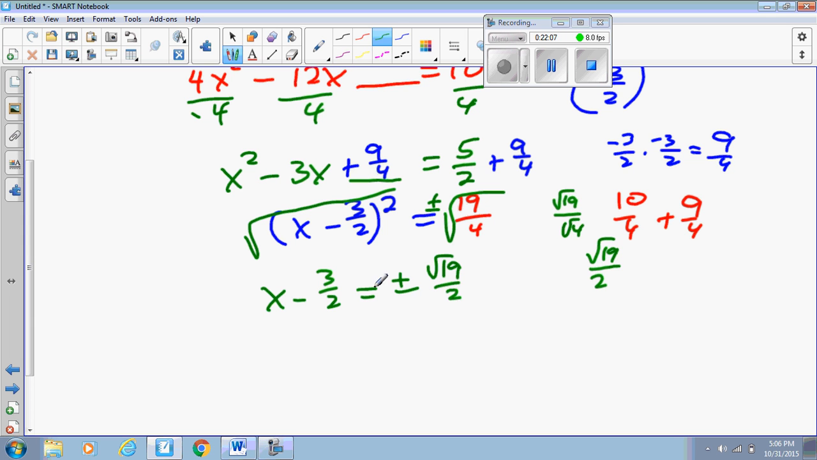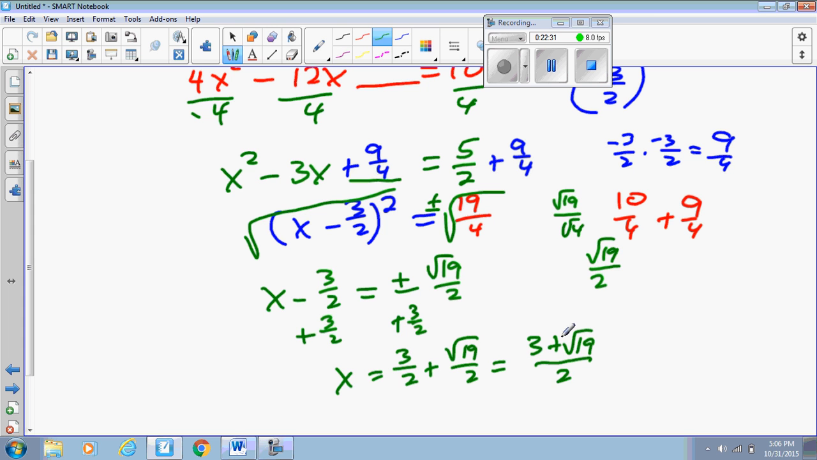And now I combine the 3 halves on the other side because I want to get the x by itself. So I do plus 3 over 2 on both sides. And these cancel, and I get x equals 3 over 2 plus or minus the square root of 19 over 2, which equals 3 plus or minus the square root of 19 all over 2. And that's going to be the answer to that one.